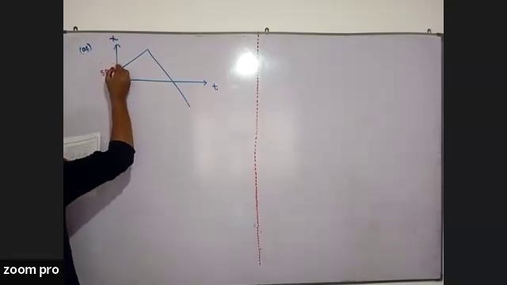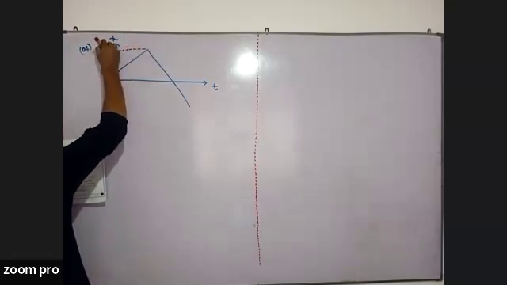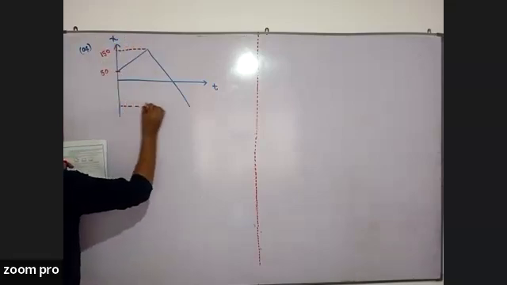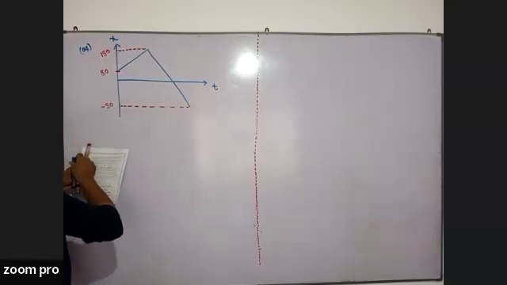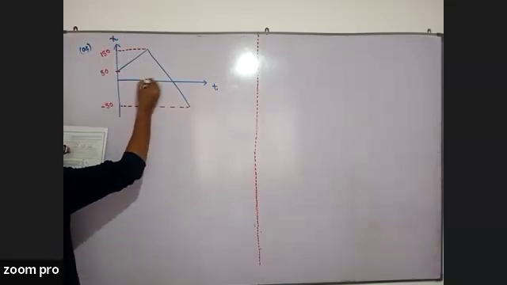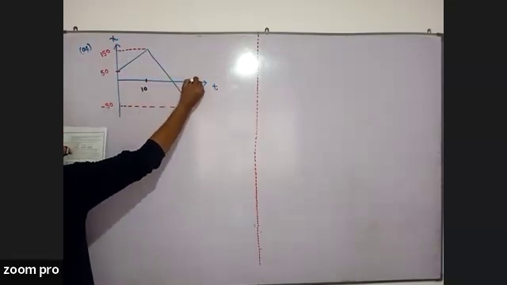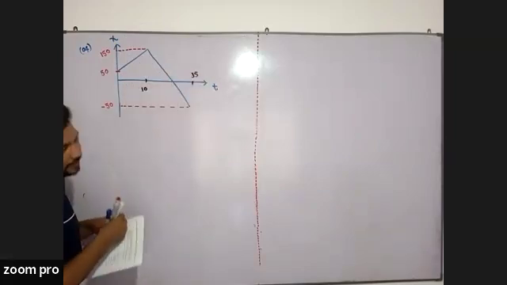So this value should be 50. This is 150. This point should be equal to minus 50. So the other values, this should be 10. This one is equal to 25.